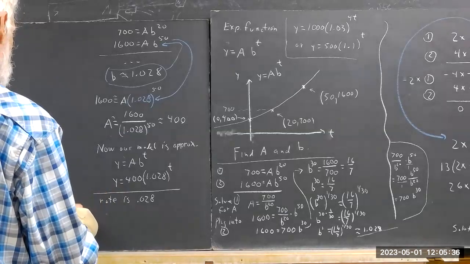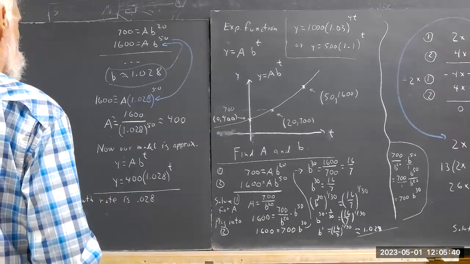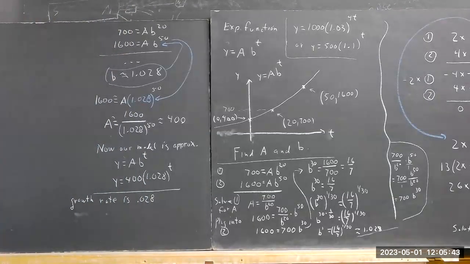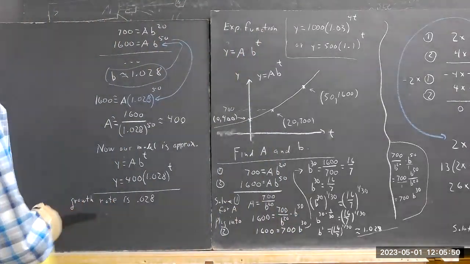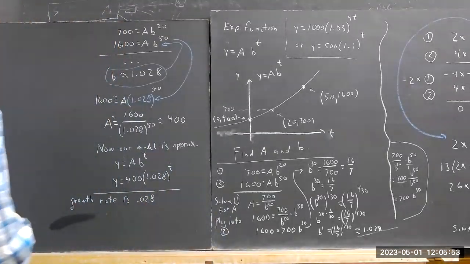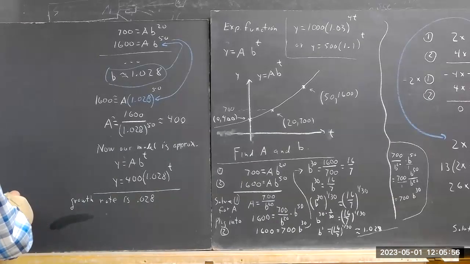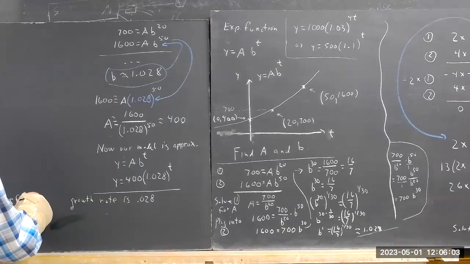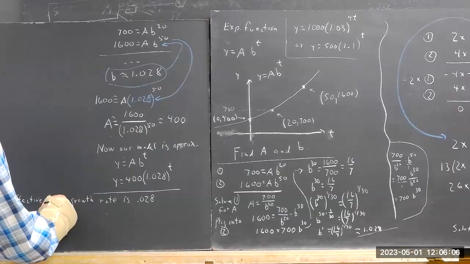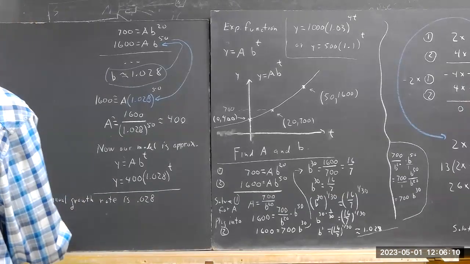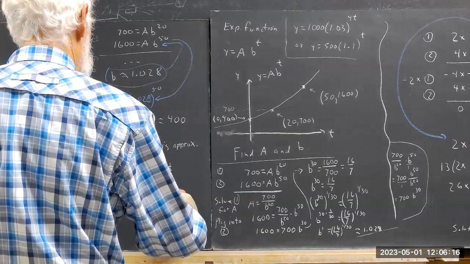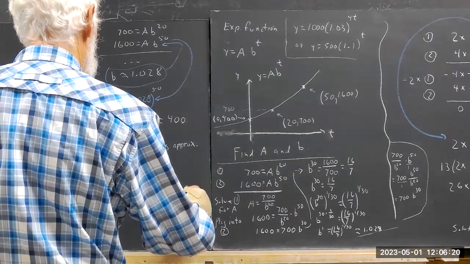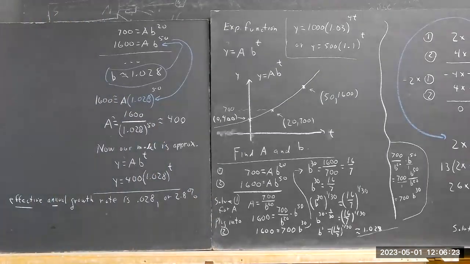Our growth rate is 0.028. Now I need another adjective in front of growth, and the adjective I'm going to need is the effective annual growth rate is 0.028, or 2.8%.